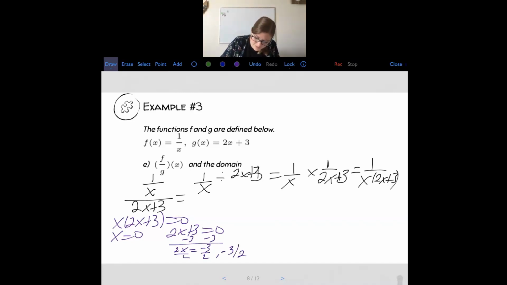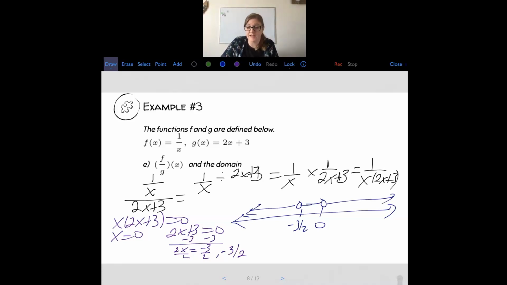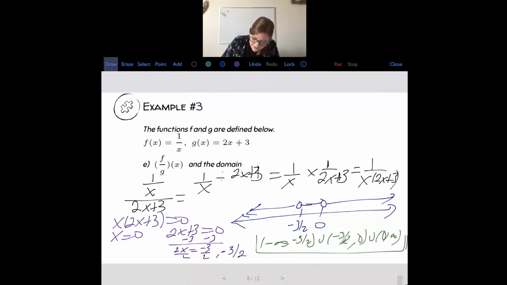So if we draw our number line, we have 0, negative 3 halves, and it can be anything. The function is allowed to go anywhere but there. Okay, so the function can go from negative infinity to negative 3 halves, negative 3 halves to 0, 0 to infinity. So you would write all of those intervals: negative infinity to negative 3 halves, union negative 3 halves to 0, union 0 to infinity. Okay, and this would be our domain of f over g of x. So we still have to include that x cannot be 0 from f. It also shows up in the denominator of the division of the two.